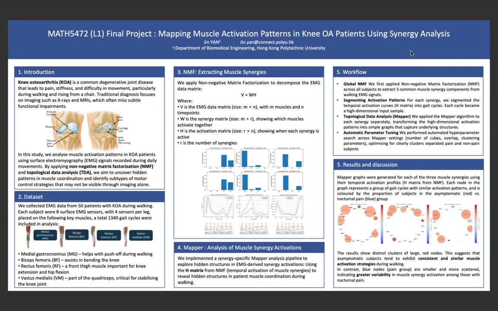We can see the results show a distinct cluster of large red nodes, which may suggest that the asymptomatic subjects tend to exhibit a consistent and similar muscle activation strategy during walking. In contrast, the blue nodes, the pain group, are smaller and more scattered, which may indicate greater variability in muscle synergy activation among those with nocturnal pain.